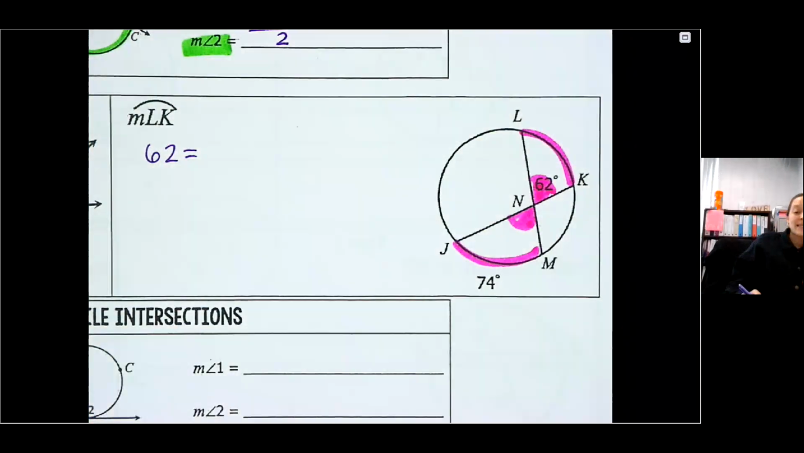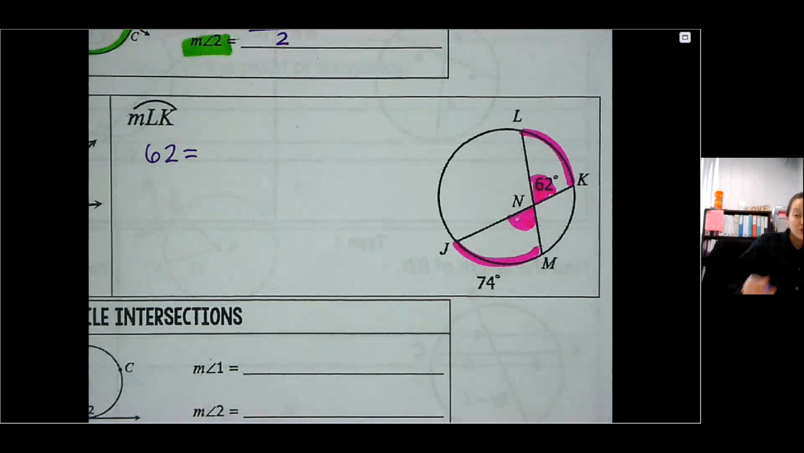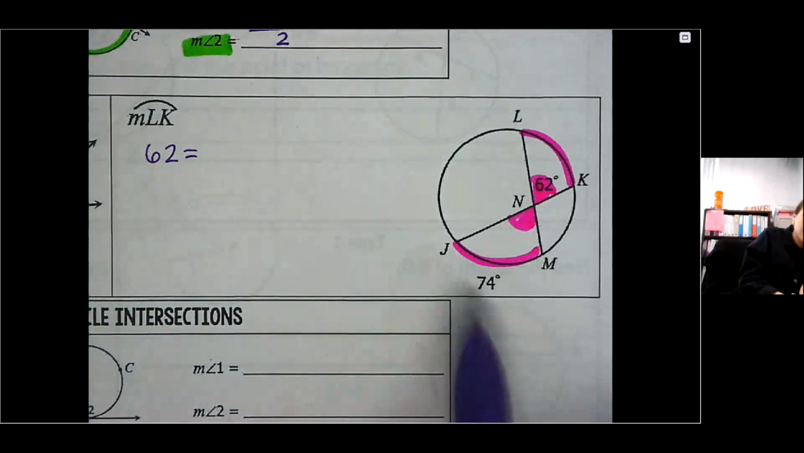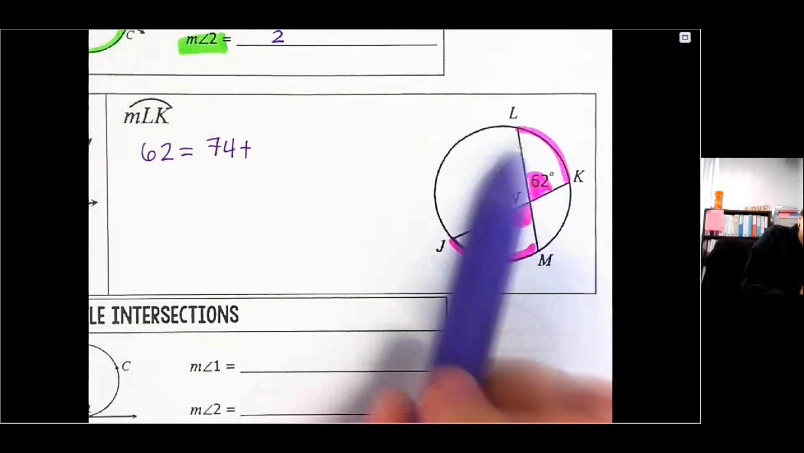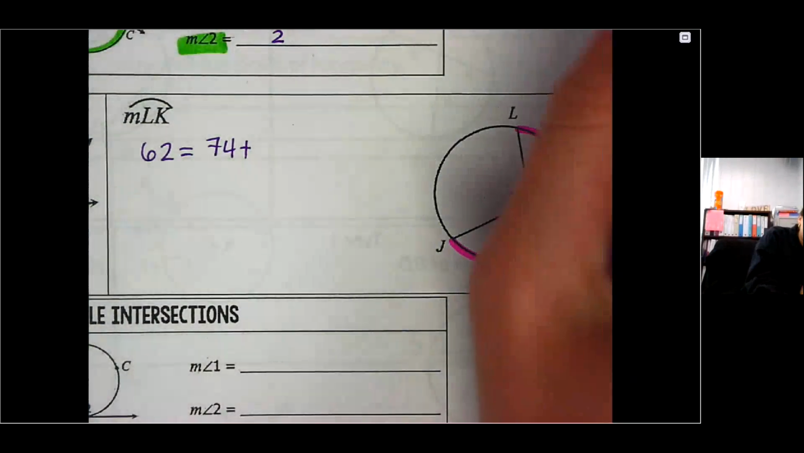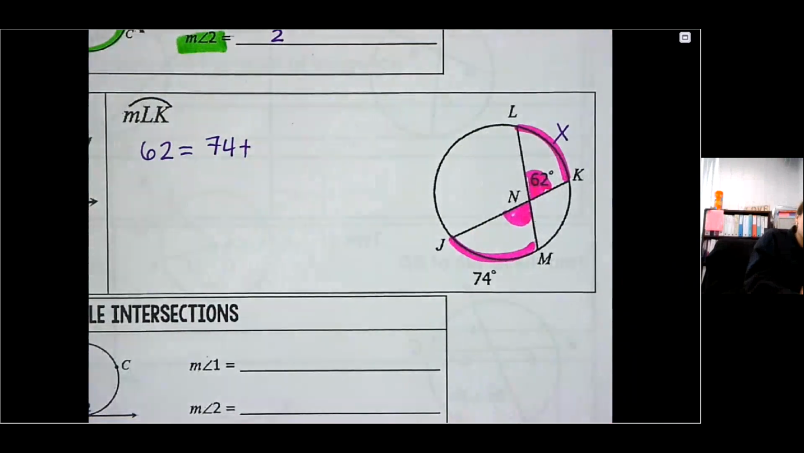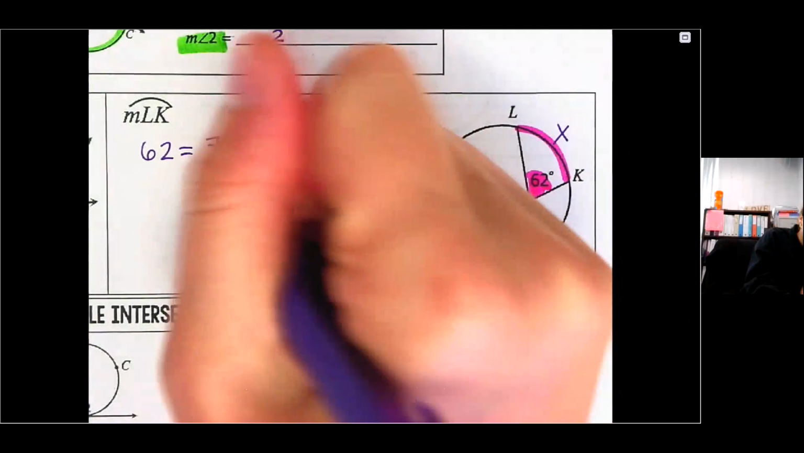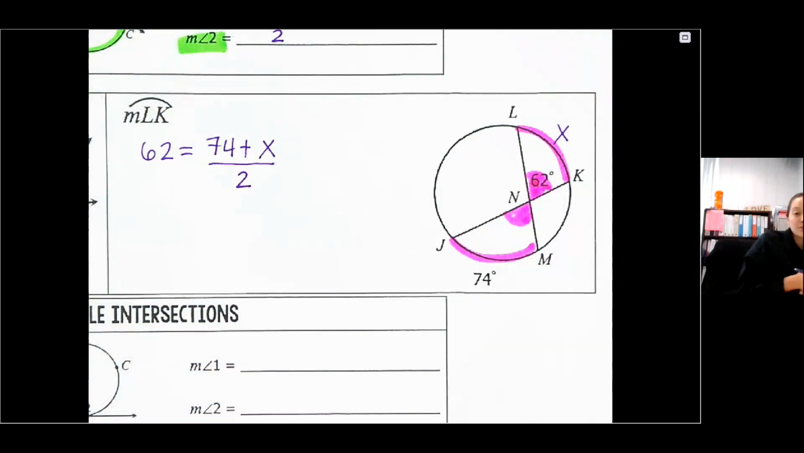equals, I add together my two arc measures, which are the outer edges of the circle. One of my arcs is 74. The other one I don't know, which is LK. So if you want, we can just put an X there. That's what I'm trying to solve for. I don't know what that piece is. And then I divide by 2.